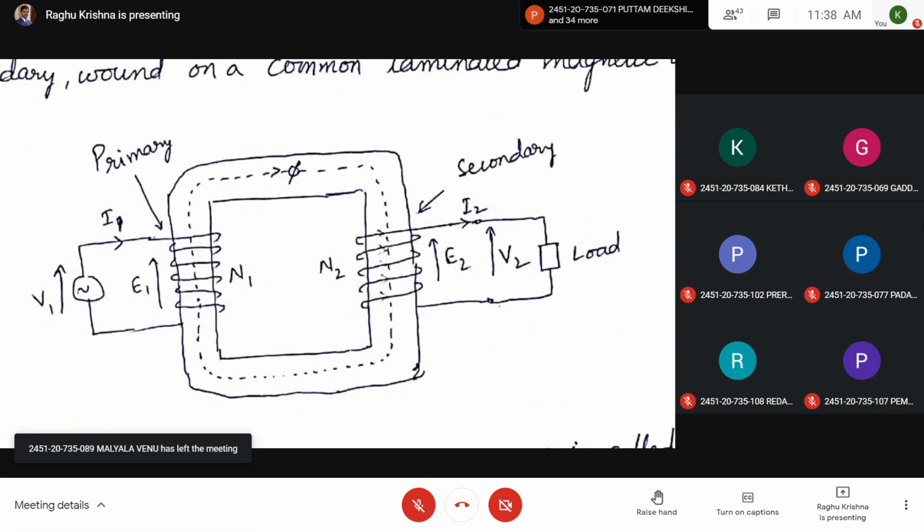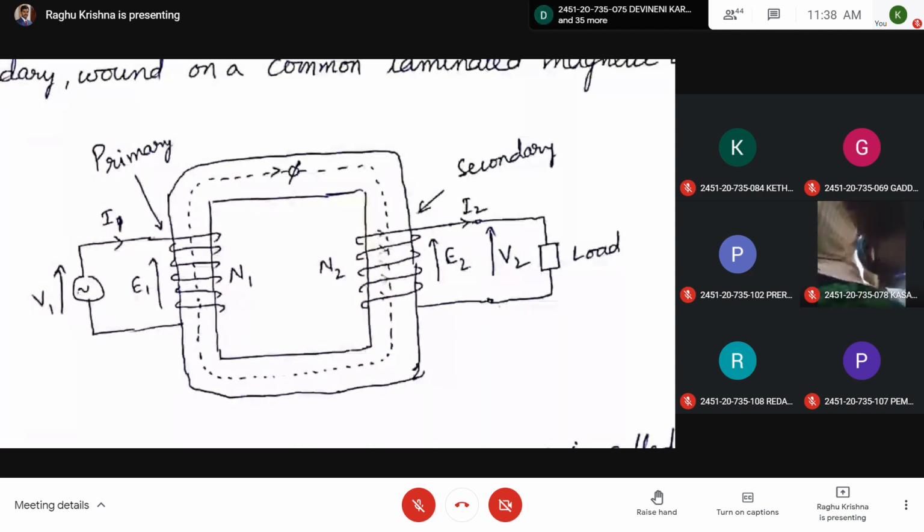So how is EMF induced? First we give the alternating voltage, so alternating current will be flowing, so the flux will be alternating. When an alternating flux links with the coil, EMF will be induced in the coil. So capital E1 is the RMS value of the induced EMF.